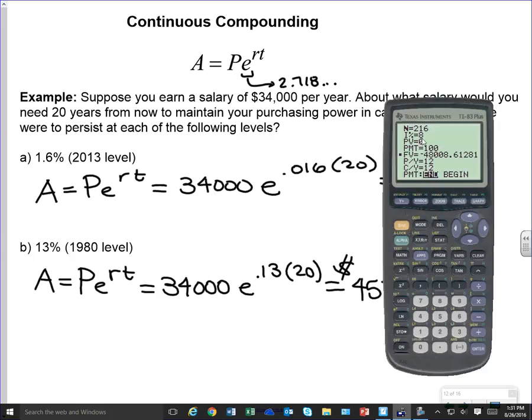here. Now, to get out of this, also do second and quit. Okay, and that will take you out of there because you're actually kind of in a program, so you have to kind of quit it to be able to get out.